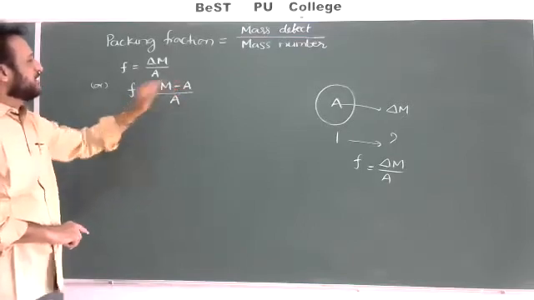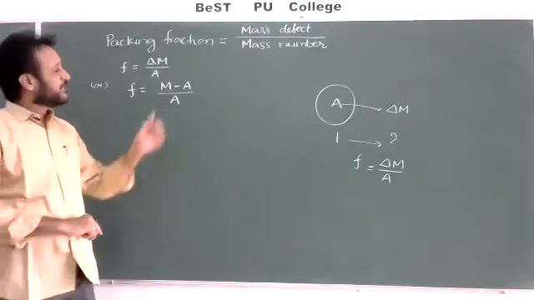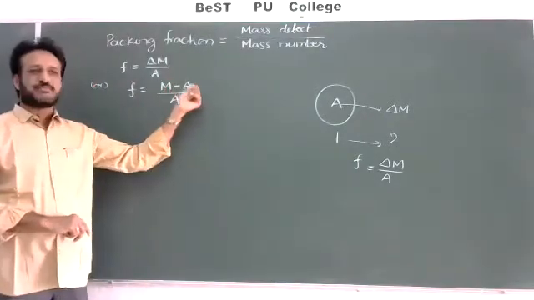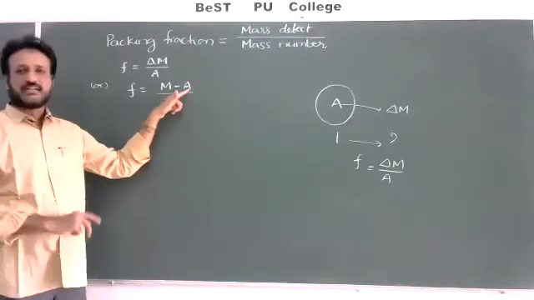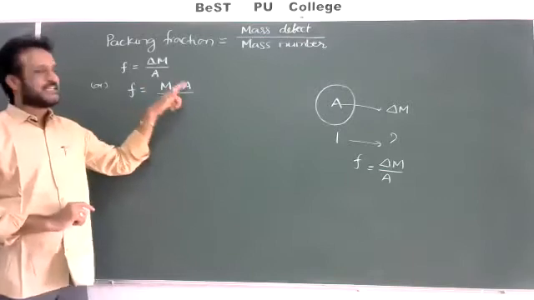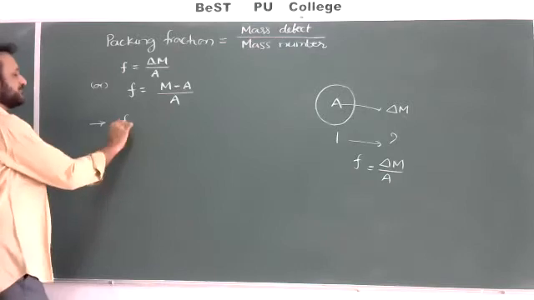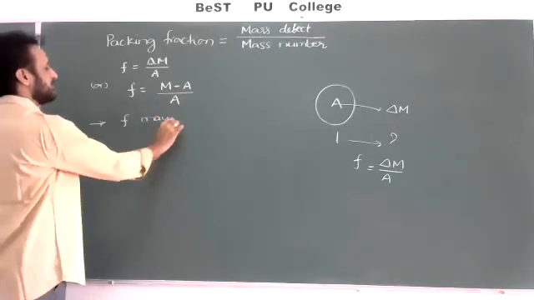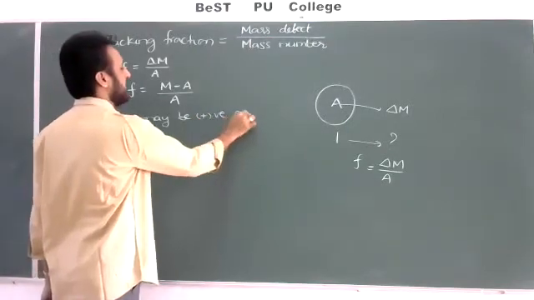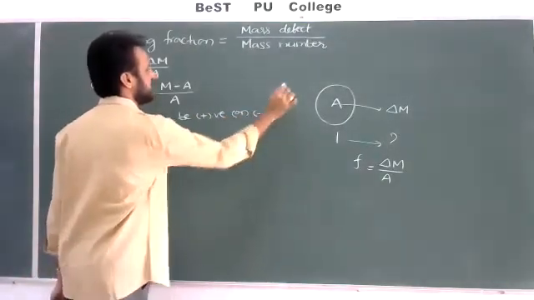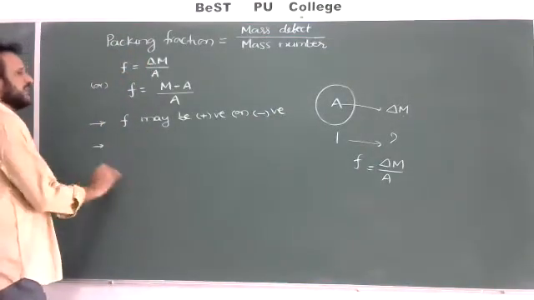If you subtract both, the numerator value may be positive, negative or 0. Whenever the mass of the nucleus and the mass of the nucleons are equal, we get 0. Whenever M is more than A, we get a positive value. When M is less than A, we get a negative value. So the packing fraction may be positive or negative, or it may be 0 also.